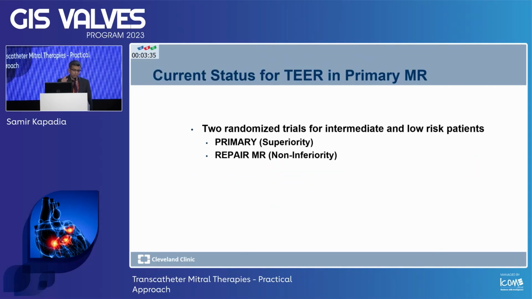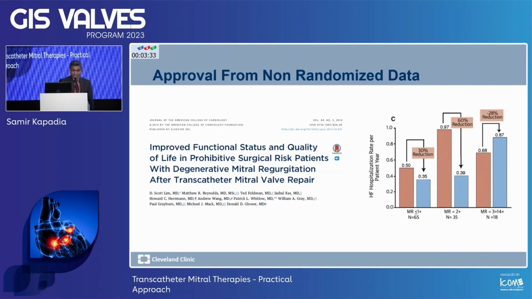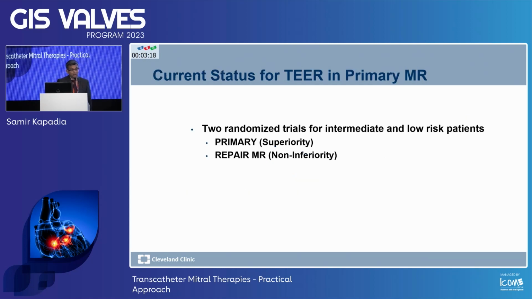The approval was mainly related to the non-randomized trial. I wanted to say that the MitraClip was approved in the United States without a randomized trial for the primary mitral regurgitation. COAPT was for functional mitral regurgitation. So this was the study that did not have any randomized data. So now we are doing 2 randomized trials for primary mitral regurgitation. One is called PRIMARY and another is called REPAIR-MR. All-comer patients, 65 and older.